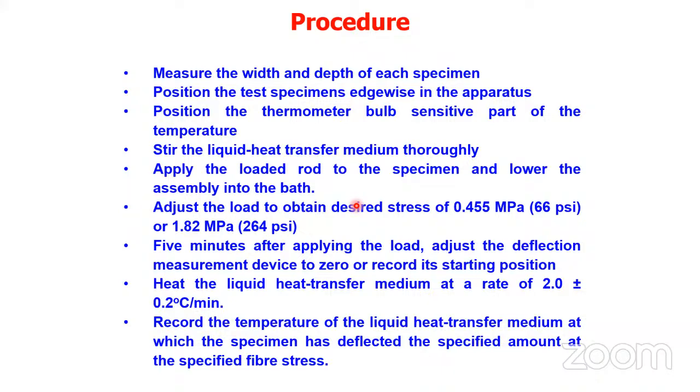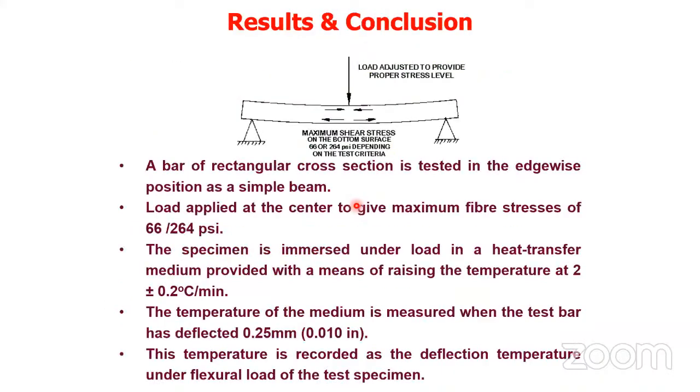Okay. Then next are the results and conclusion, what kind of results we will get using this kind of test. So obviously we will get the heat deflection temperature, that is the temperature at which your polymeric part will deflect by 0.01 inch. Okay. So that can be presented accordingly.